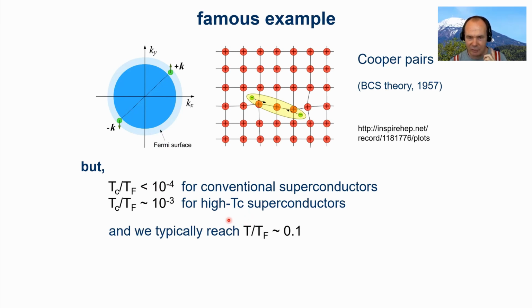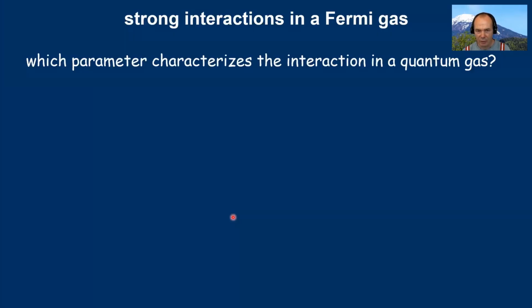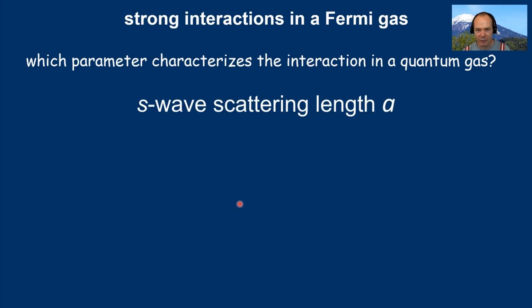But we have another advantage. We can compensate this with another one. What do I have in mind? We can manipulate the interaction. So we can make the system strongly interacting. How do we do that? Just as a repetition, which parameter characterizes the interaction in a quantum gas? The scattering length? Of course, the S-wave scattering length. Okay, we have to manipulate the S-wave scattering length.